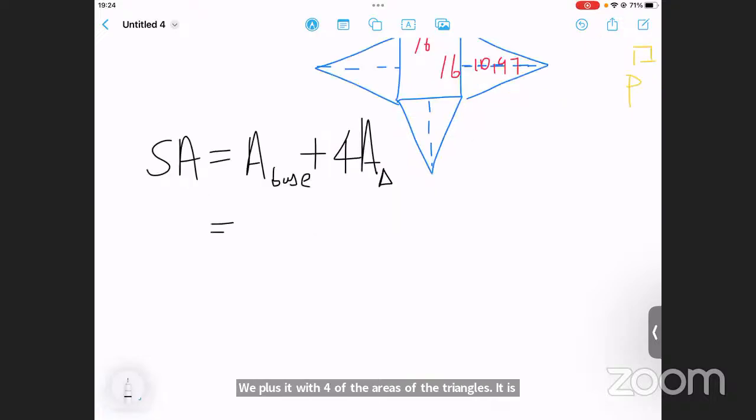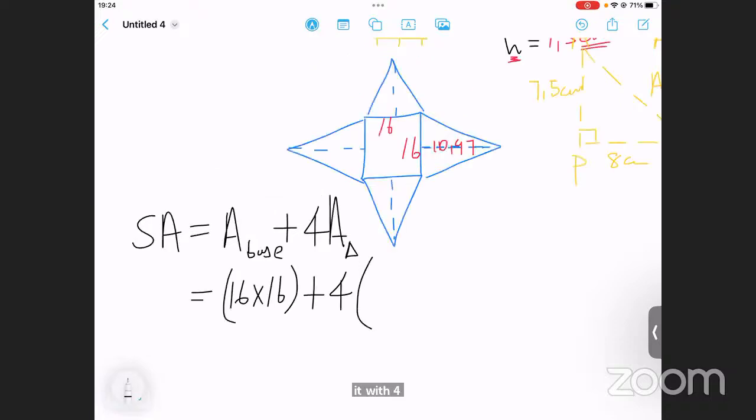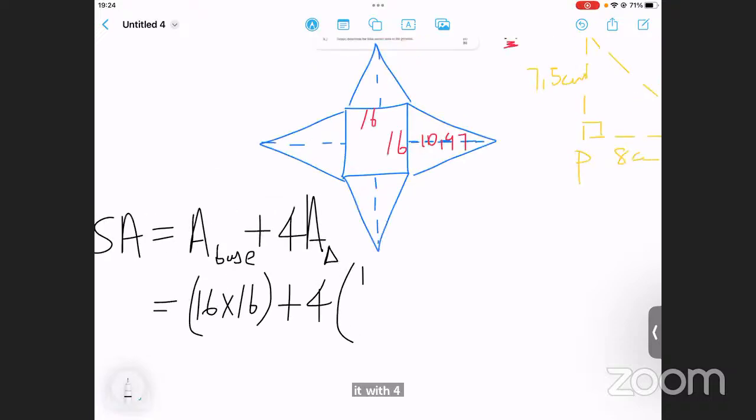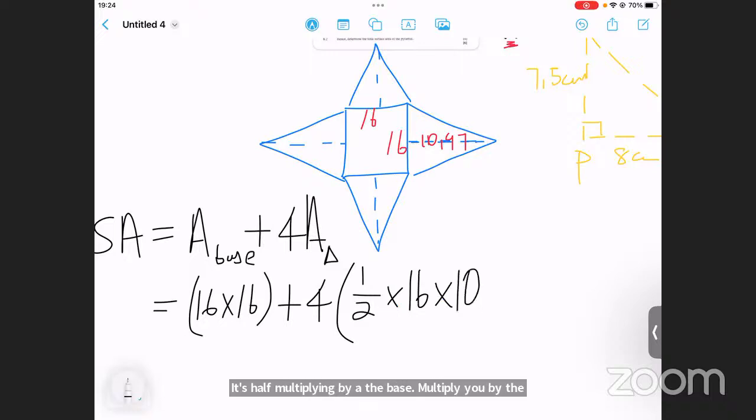What will be the area of the base? It is supposed to be 16 times 16, that you must add to 4 of. What is the area of a triangle? It's half multiplied by the base multiplied by the perpendicular height.